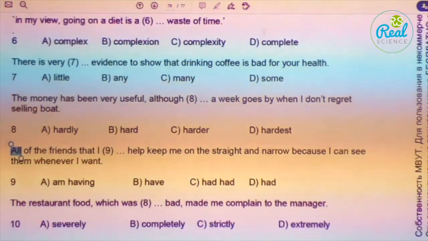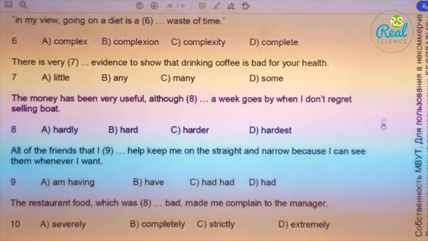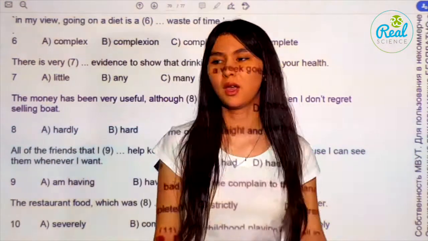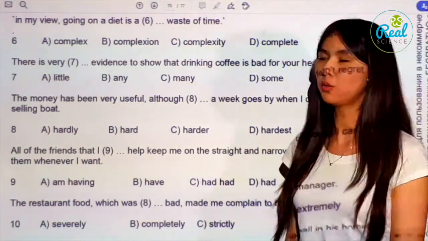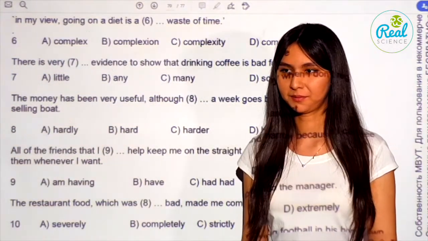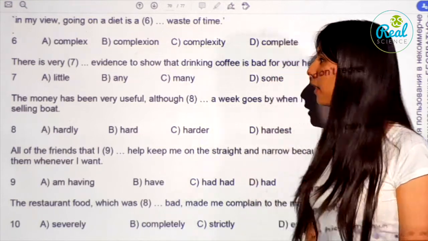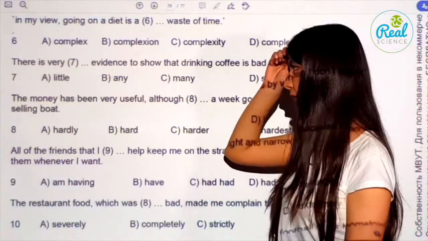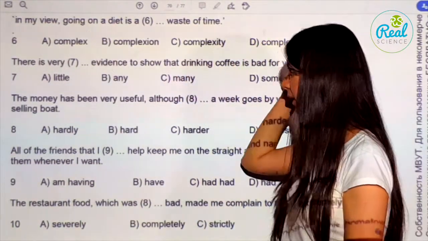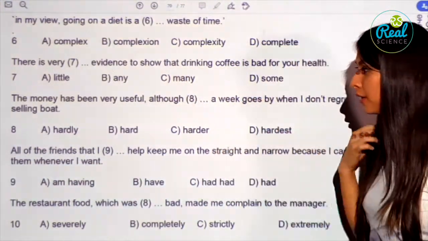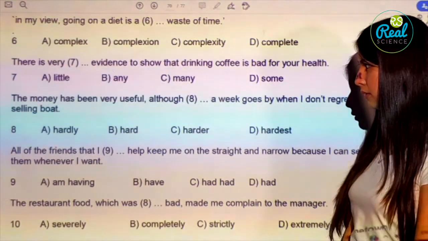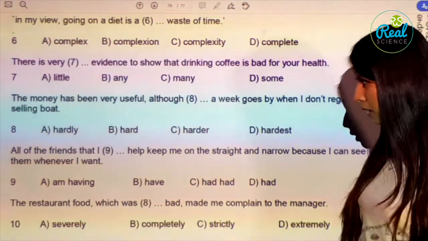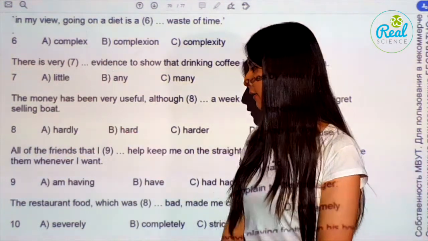Visible? Yes. Okay, good. Most of you are done. In that case, let's check. So the first one, 6. Who wants to read? In my view, going on a diet is a complete waste of time. Yes, a complete waste of time. Nice. Next one. There is very little evidence to show that drinking coffee is bad for your health. Good job. There is very little evidence.